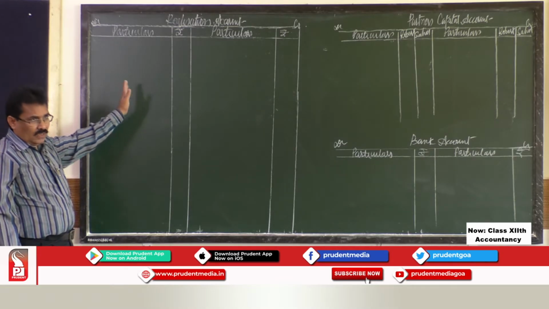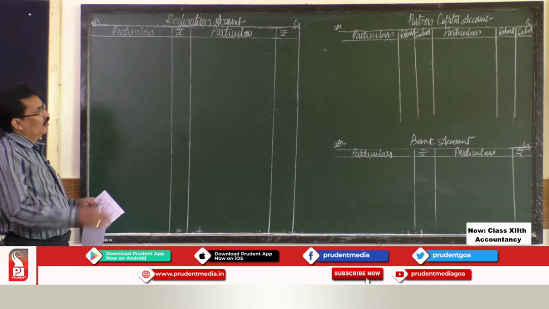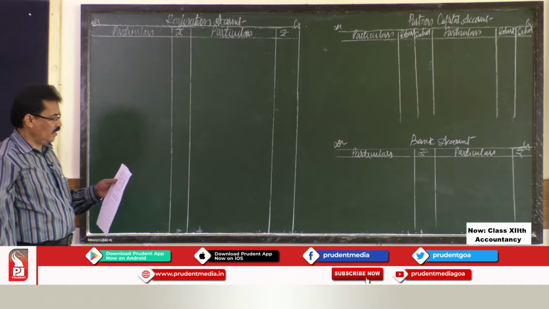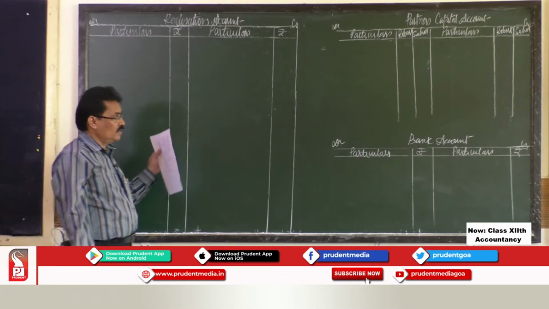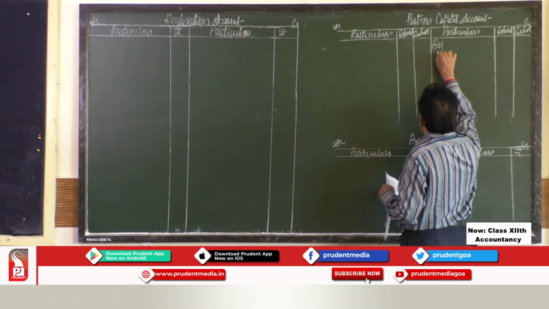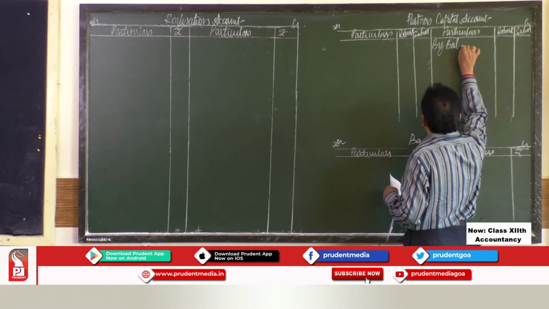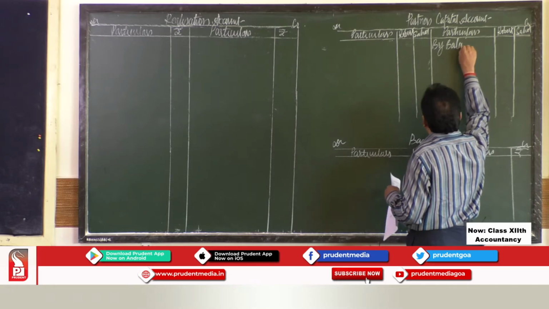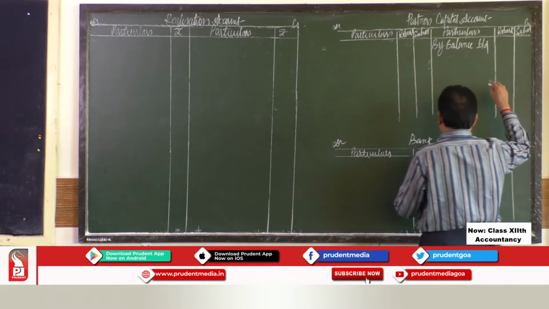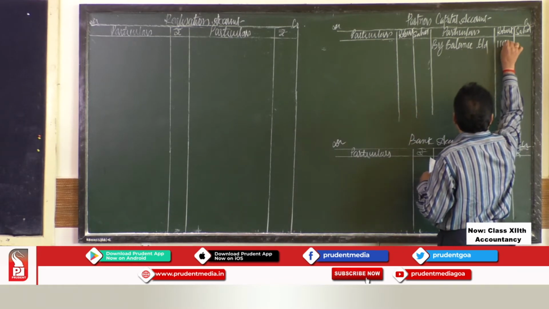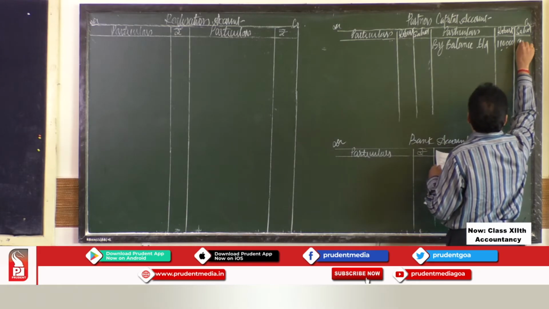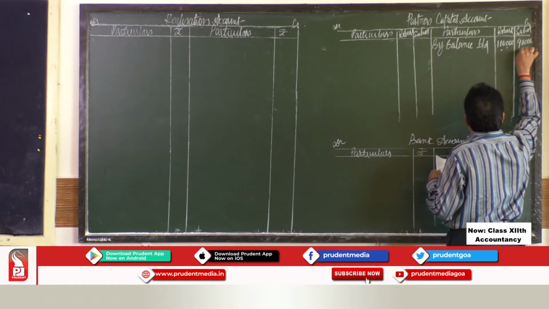So here, as usual, you have to transfer the balances. On the liability side, you are given partners capital accounts. So transfer to partners capital account by balance brought down. Capital of Robert is 1,10,000 and Sahil is 90,000.